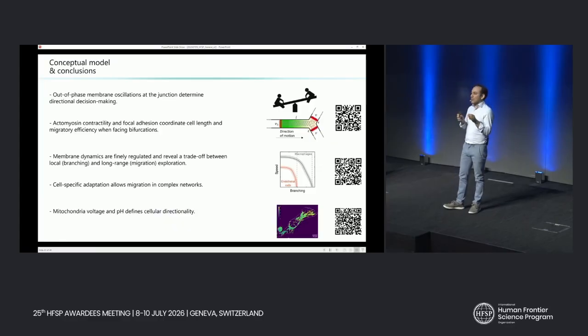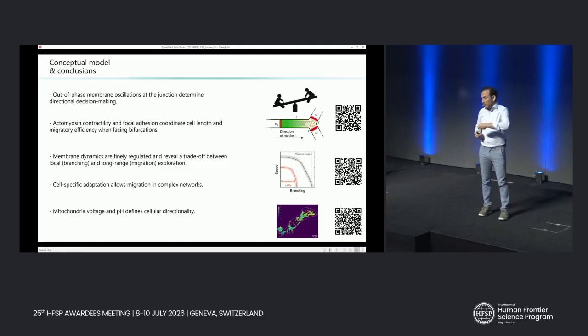So with this, I'm finished, and I showed you today that during the decision, there are actin-based membrane oscillations, that some cells struggle or can deal better with branching, depending on cell-specific properties, and that we can chemically identify where a cell is going based, in this case, on the pH of the mitochondria.